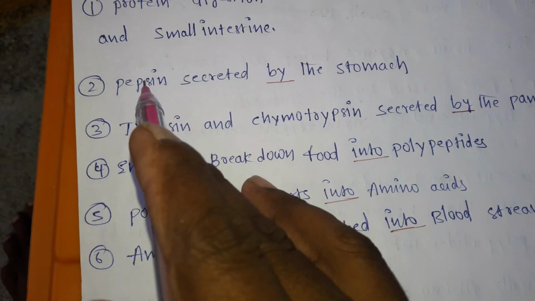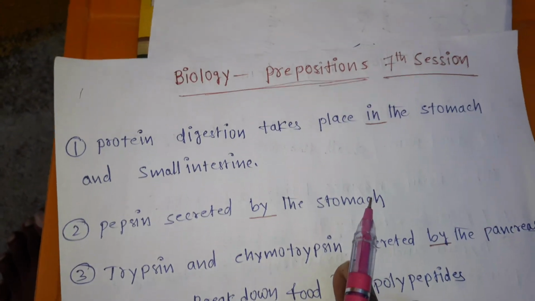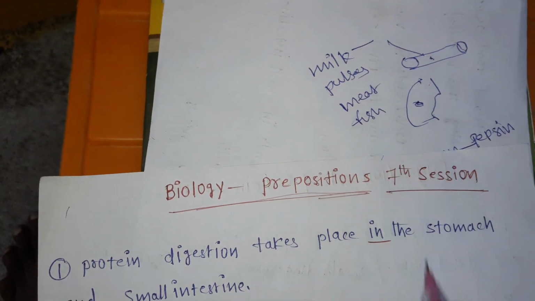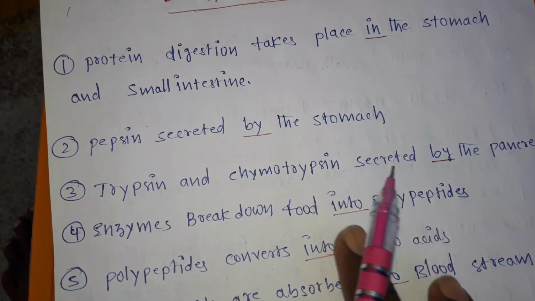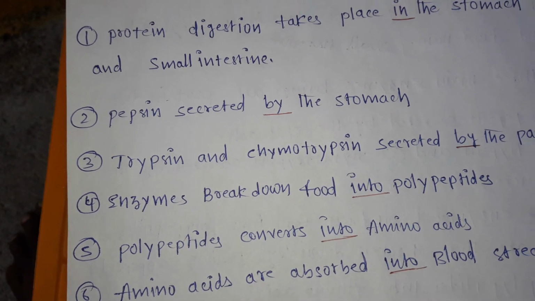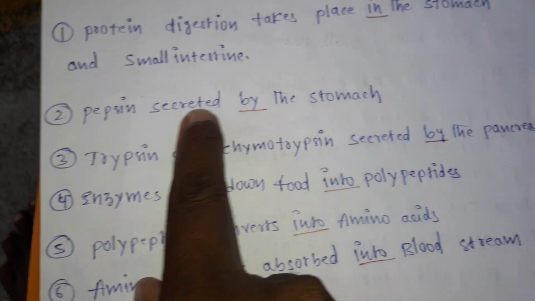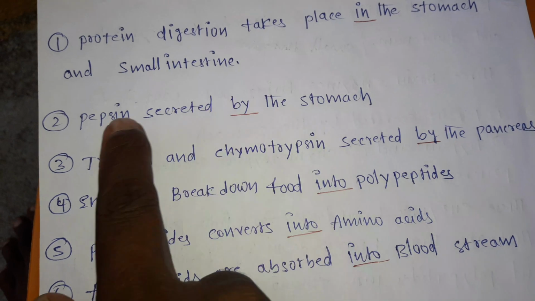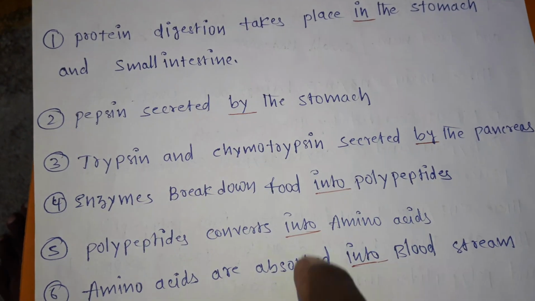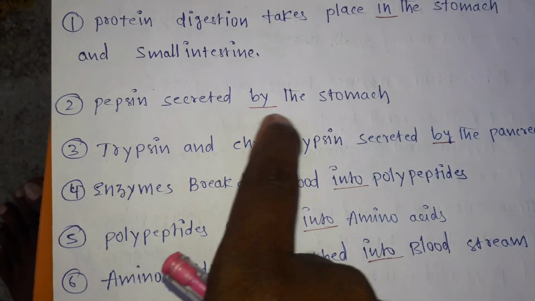Now, pepsin secreted by the stomach. By means by one agent: by the stomach, by the stick, by the phone, by the stone, with the help of some others. So pepsin secreted by the stomach. If I remove this word "by", there is no meaning. "Pepsin secreted the stomach." Is there any sense? There is no meaning. When we add the word "by", it gives sense. Pepsin secreted by the stomach.